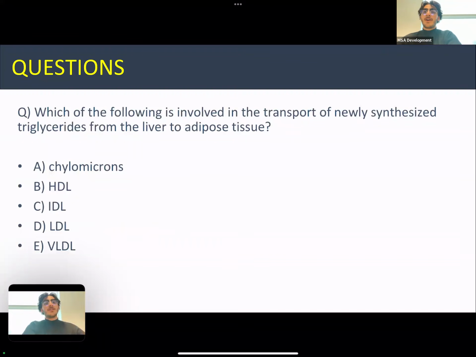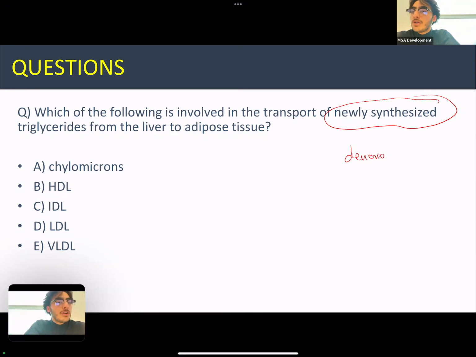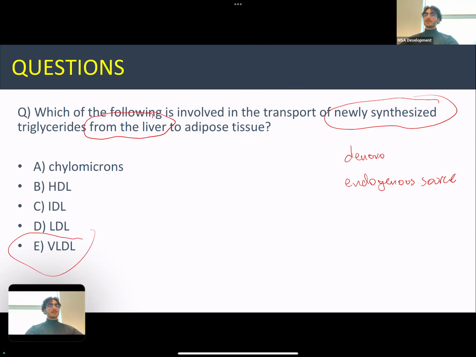And finally, which of the following is involved in the transport of newly synthesized triglycerides from the liver to adipose tissue? So of course, as I mentioned, the keywords that you want to look for are newly synthesized, meaning de novo, or endogenous source, right? And the second keyword is from the liver. So of course, the answer to this would be VLDLs.